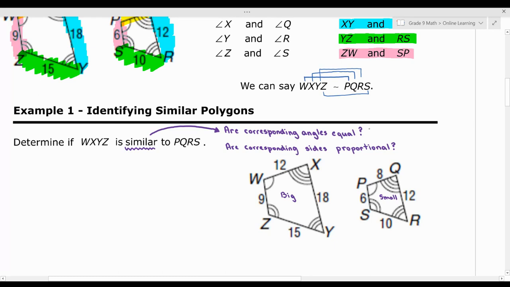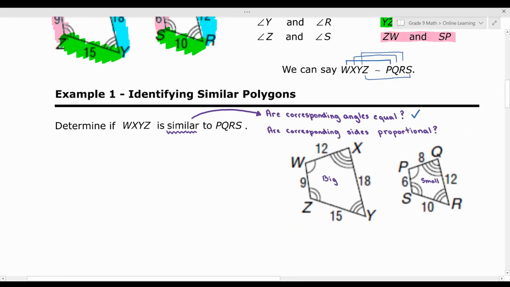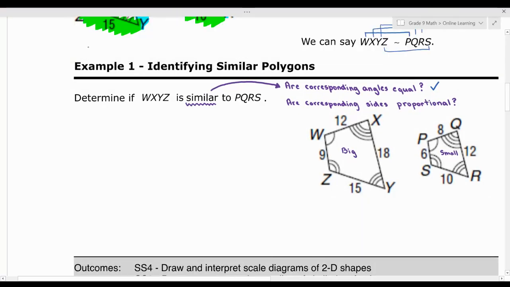Well, the good news is it's the exact same example as above, so we already know that. We went through and we denoted that angle W matched angle P, angle X matched angle Q, etc. So we're going to focus on checking if their sides are proportional. You'll notice I've labeled them already. I'm going to set up big on top, small on the bottom. Only reason I do that is the big shape is first, small is second.